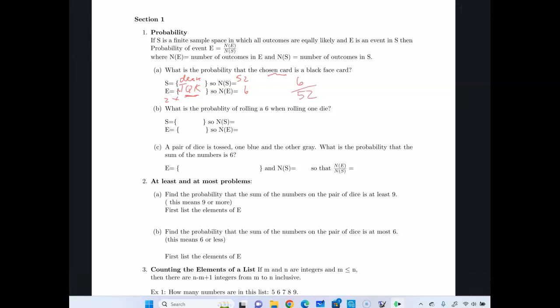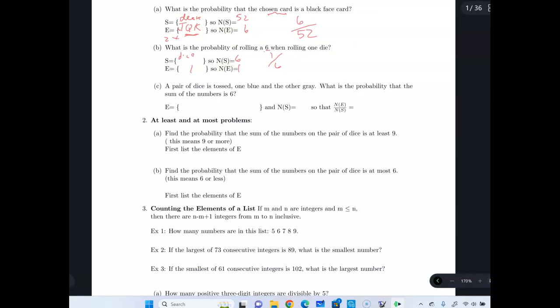Okay, so how about rolling a die? What's the probability of rolling a 6 when rolling a die? Well, a die is a cube, right? So there are 6 sides, and I want a 6. There's only one way of getting a 6, so that's 1 out of 6. Okay, now it gets a little more challenging. That's just the basic beginning.